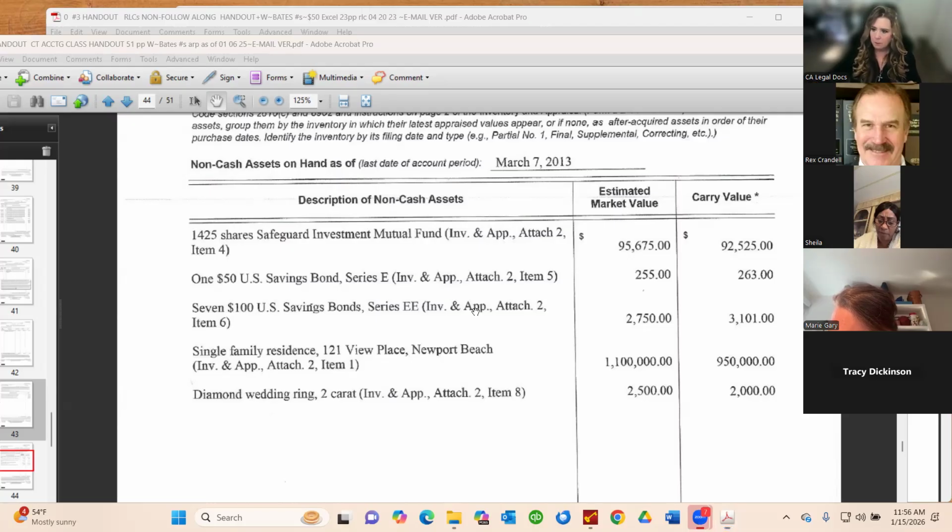May I ask a quick question? Yes, son, go for it. Is there a special notice in a trust if the property goes through a trust to court?